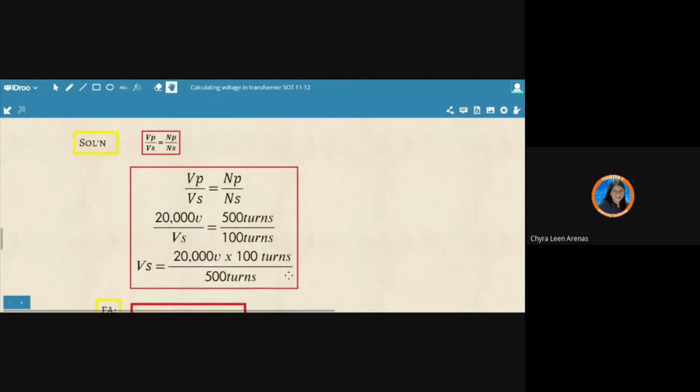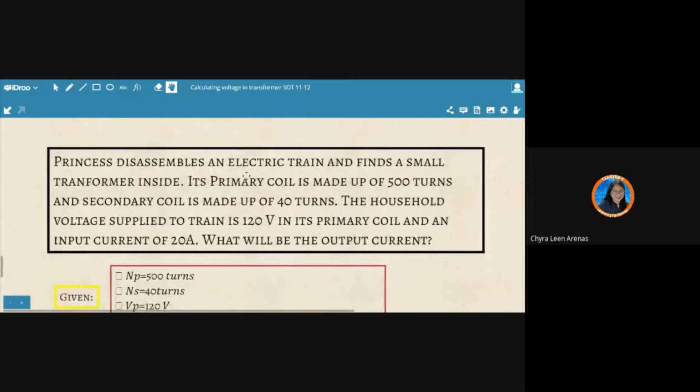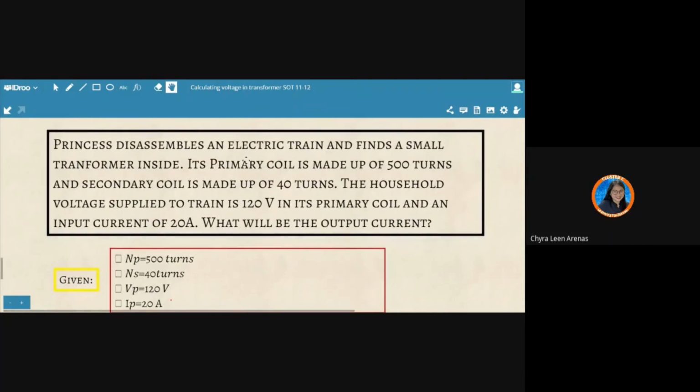Let me jump because I made this one. So Princess disassembles an electric train and finds a small transformer inside. Grabe, napakalikot pala ni Princess, no? So if Princess will not touch the electric train, automatically she cannot find any small transformer.